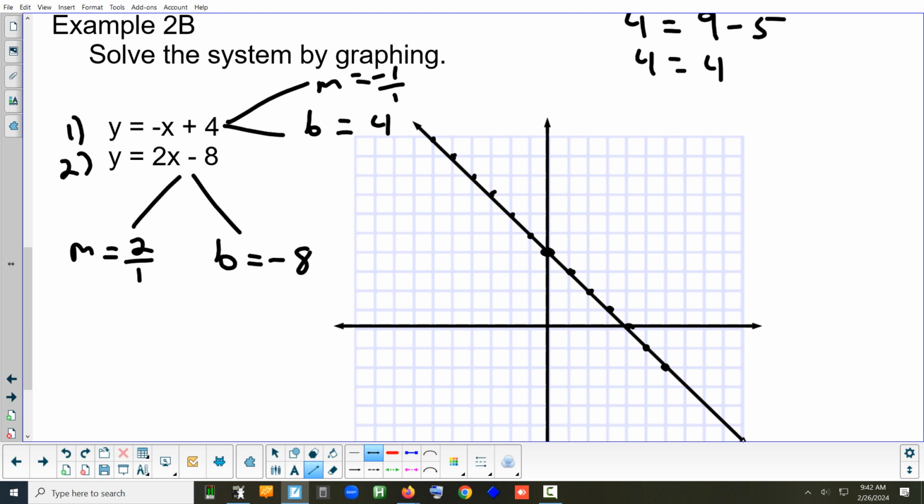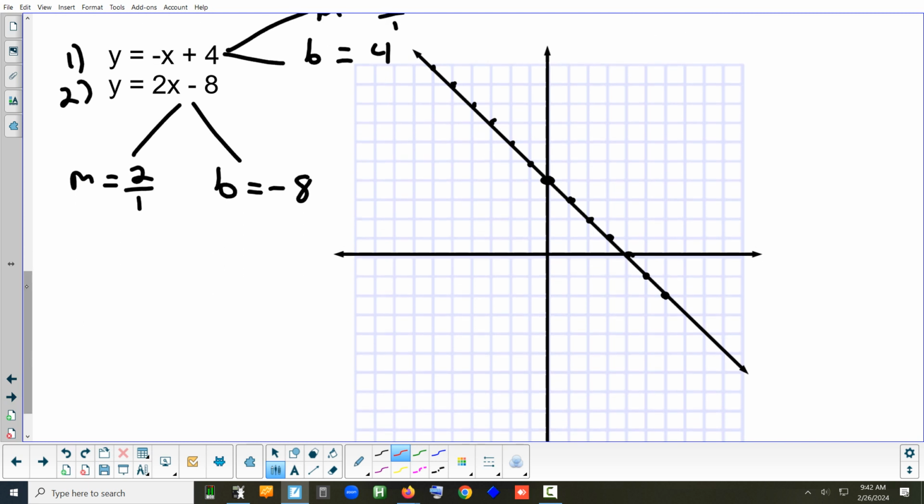Now, what's my y-intercept for my second graph? Negative 8. So where do I go to do a y-intercept of negative 8? You go 8 down. Okay, so 1, 2, 3, 4, 5, 6, 7, 8. And now using the slope, how do I get to the next point on the line? You go 2 up and 1 to the right.